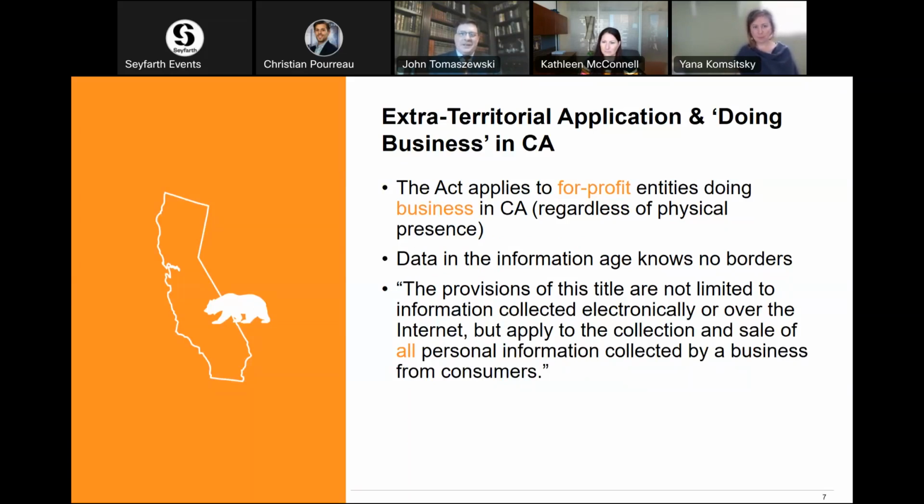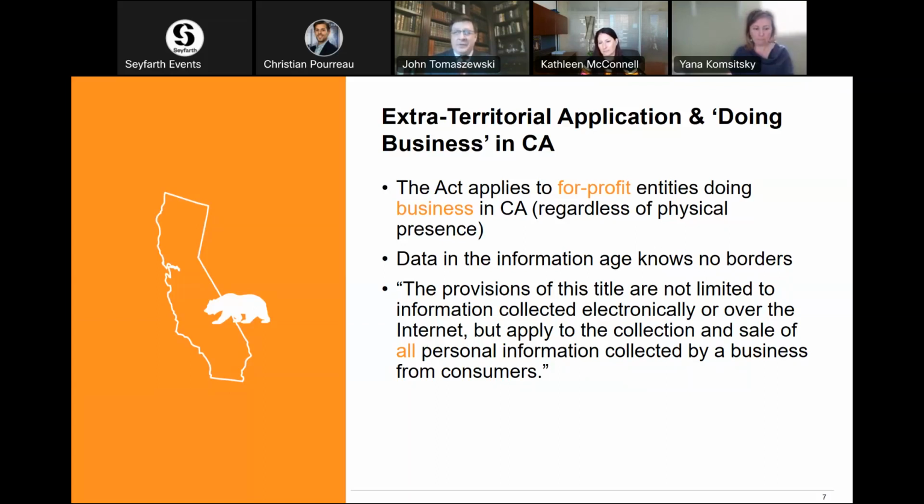So the idea is, if you're doing business in California and you're collecting information about individuals in California and you meet the definition of a business, you're going to end up being subject to the law. Well, what does doing business in California really mean? It means effectively if you are, quote, availing yourself of the jurisdiction. So this idea of intending to reach out and touch California residents.